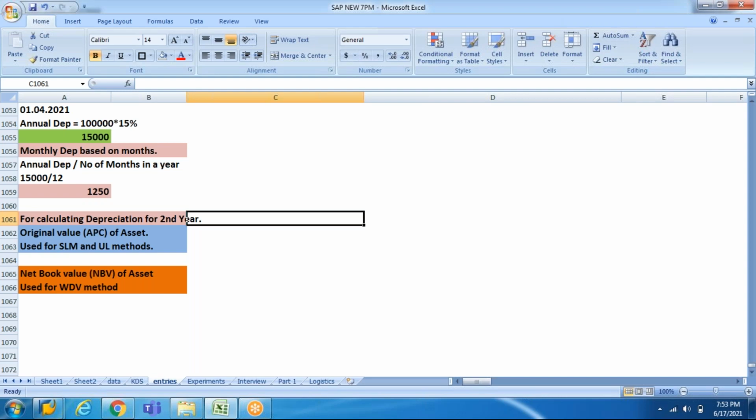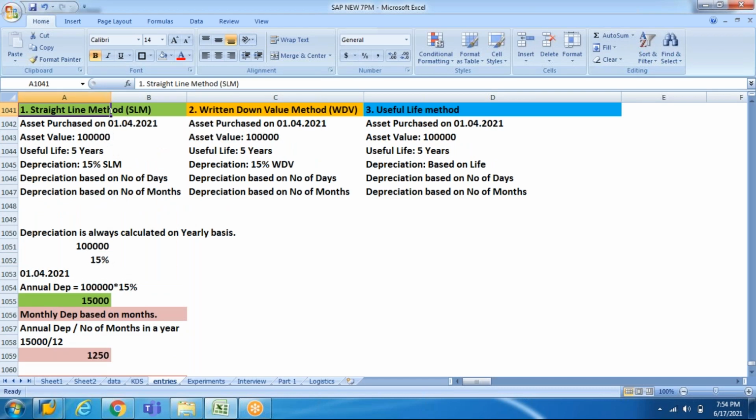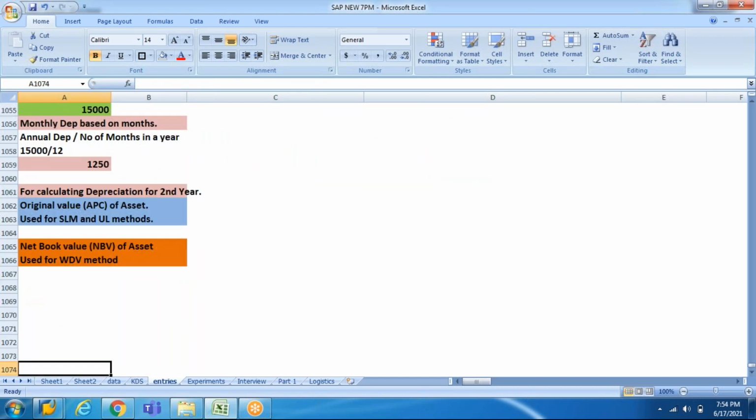These one-liners you need to remember. Just try to understand these one-liners because these are going to play a very major role when we start asset accounting in SAP. Now, if your scenario is for the straight line method, should depreciation for the second year be calculated based on the original value or based on the net book value?